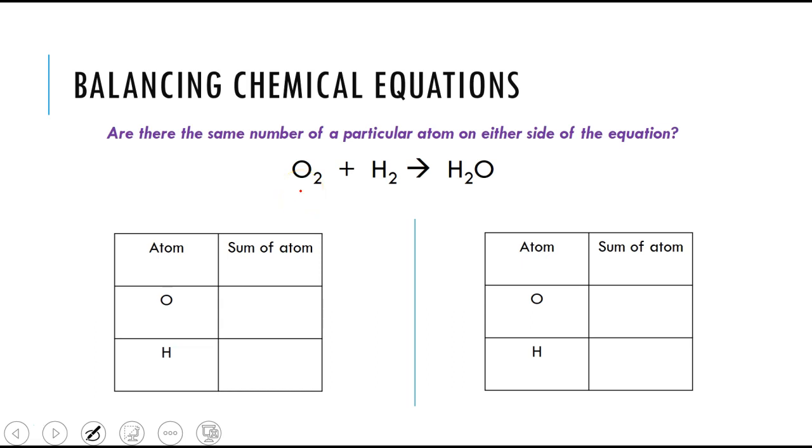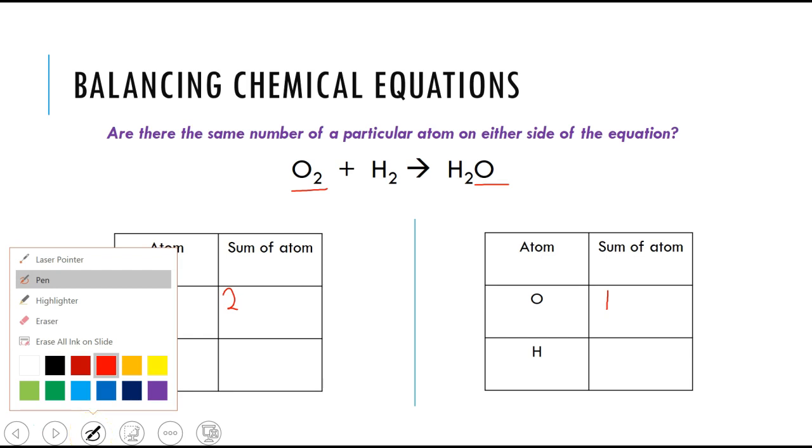The first thing you need to ask yourself is, are there the same number of particular atoms on either side of the equation? If we look at the one given, is there the same number of oxygen on the left-hand side as there is on the right-hand side? On the left-hand side, this is when you use your table, we have 2 oxygens. On the right-hand side, we only have 1 oxygen. It is at this stage that you can see that it is clearly not balanced.